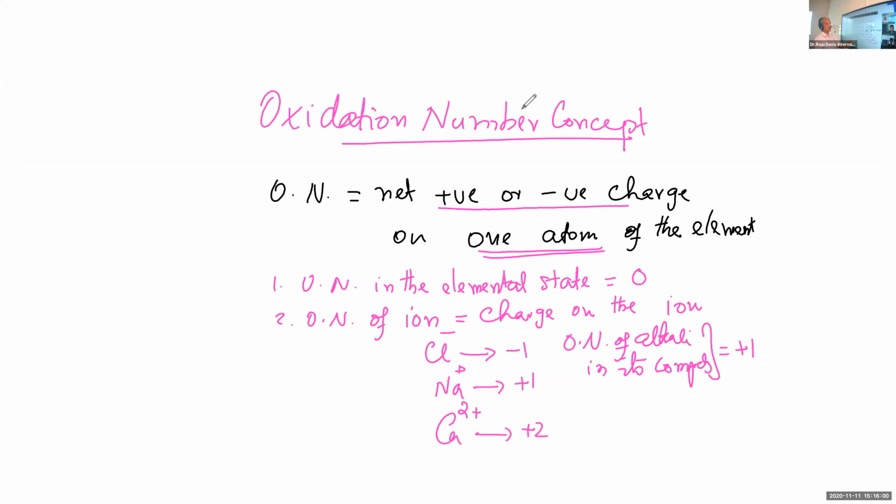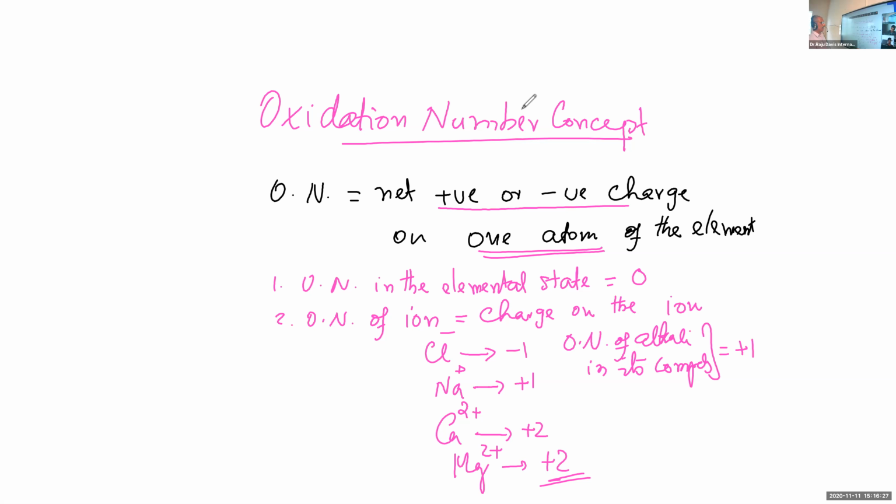So alkali metals, group 1. In the compounds, +1 oxidation state. Group 2, the oxidation number will be +2. Say calcium, +2 in the compound. Magnesium in its compound is equal to +2. Oxidation number is equal to +2.